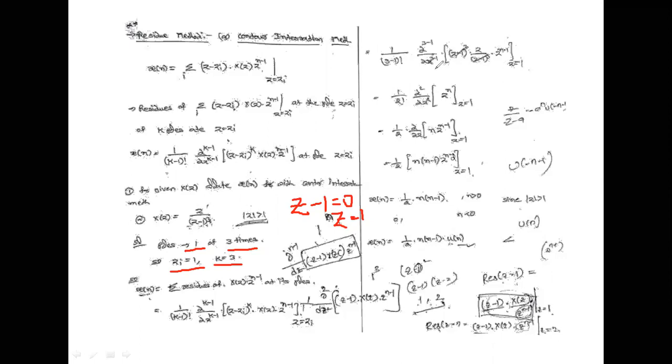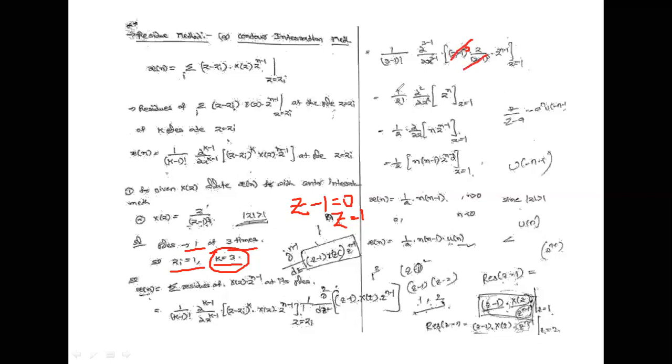Now we can substitute. The k value is 3, so 1 by (3 minus 1) factorial, and dou power 3 minus 1 by dou z power 3 minus 1, of (z minus 1) whole cube, not the square, here it is a cube, because k is equal to 3. And x of z is z by (z minus 1) whole cube, multiplied with z power n minus 1, at z is equal to 1. So (z minus 1) whole cube and (z minus 1) whole cube get cancelled here.